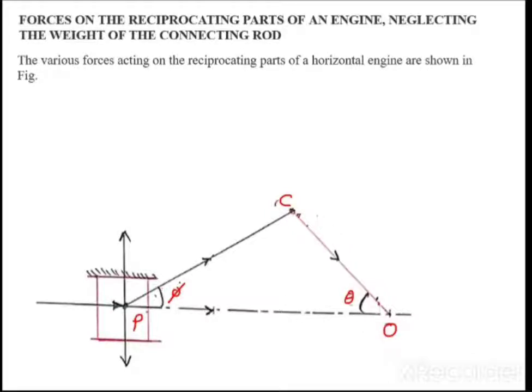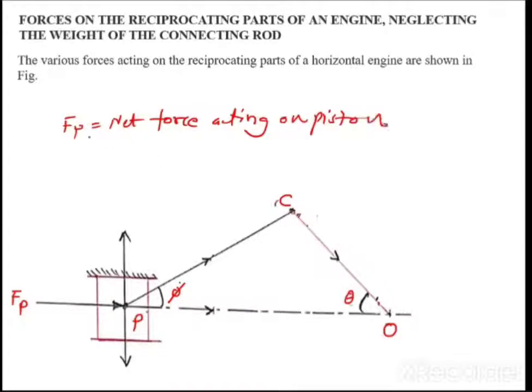First, to understand what forces are acting, let us say this force is Fp. What is Fp? Fp is the net force acting on the piston. Now I am doing the force analysis, so the first step is to draw the FBD or force diagram. First of all, I have to calculate this Fp, the net force acting on the piston along the stroke line.